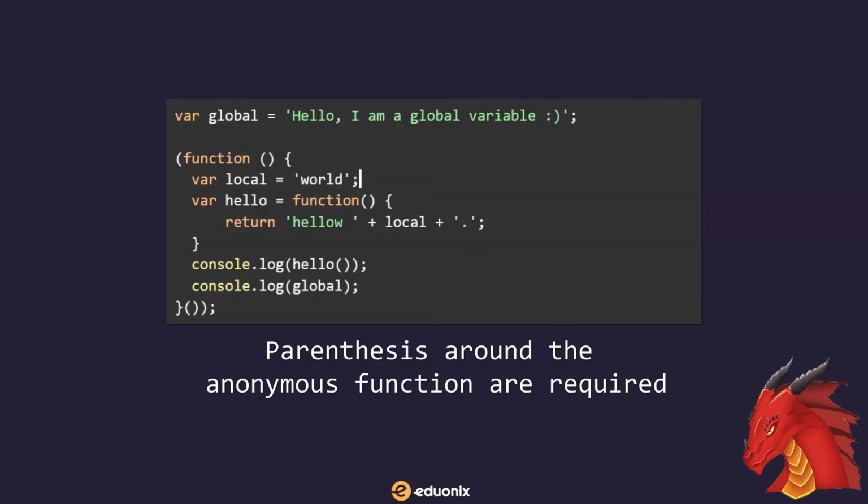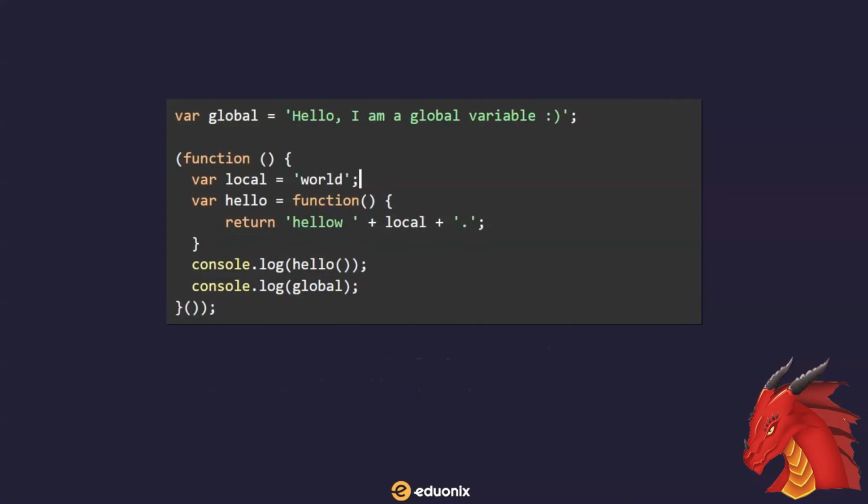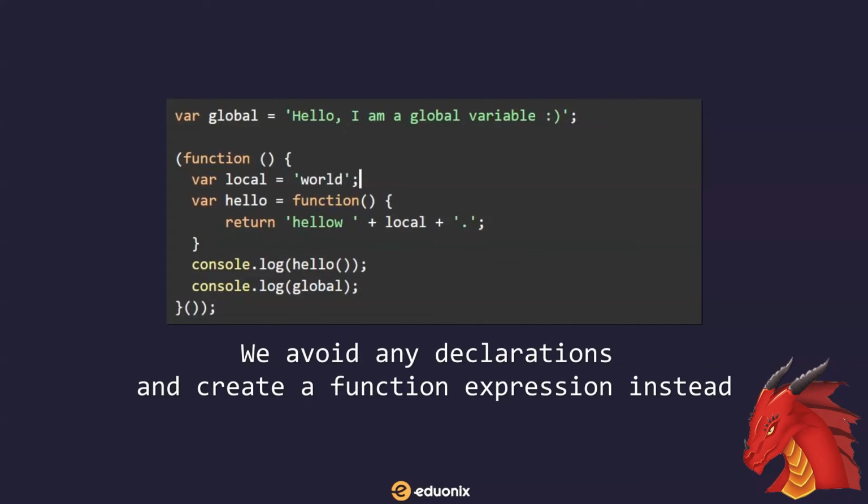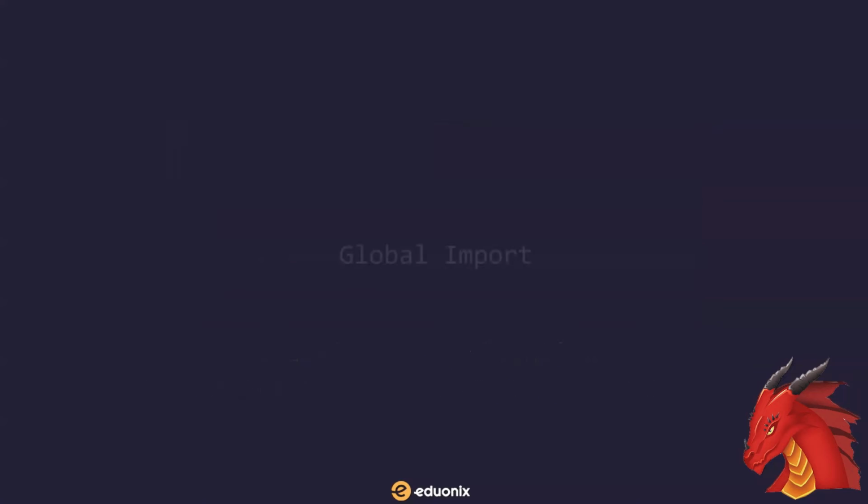Note that the parentheses around the anonymous function are required. This is because statements that begin with the keyword function are always considered to be function declarations. Consequently, by us using surrounding parentheses, we avoid any declarations and create a function expression instead.